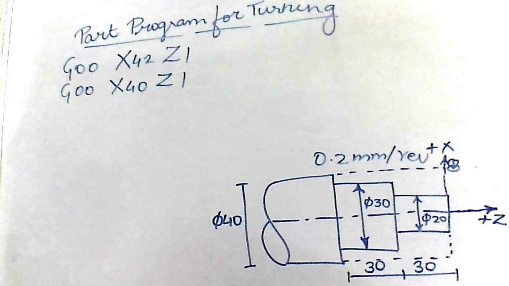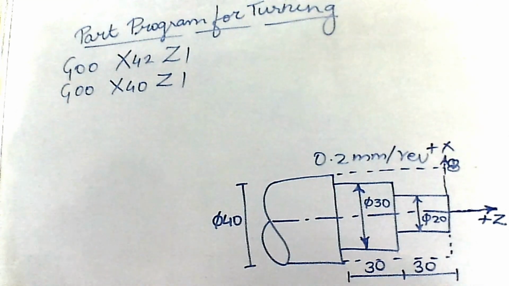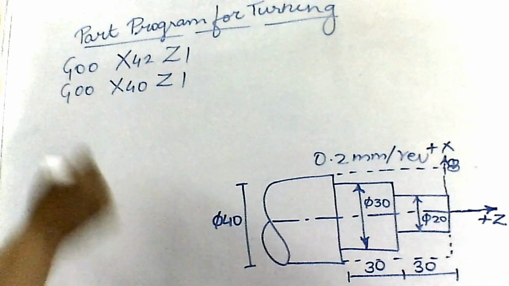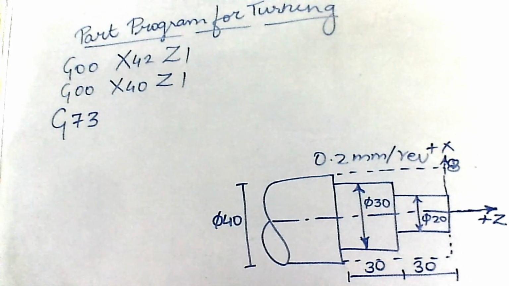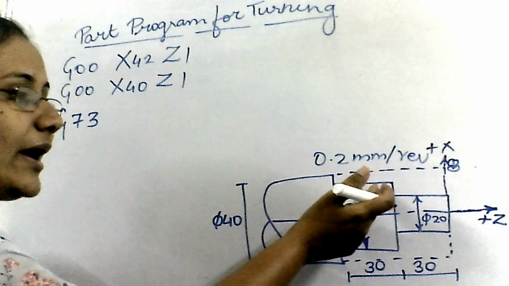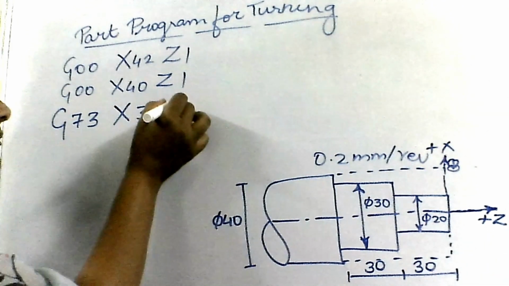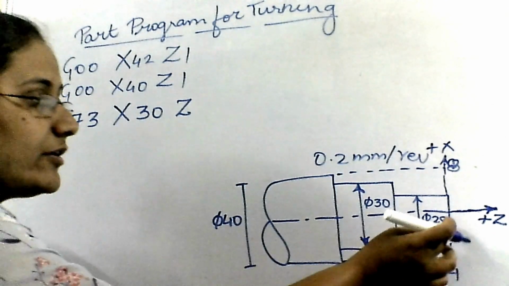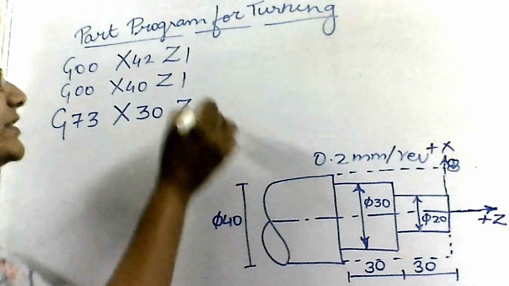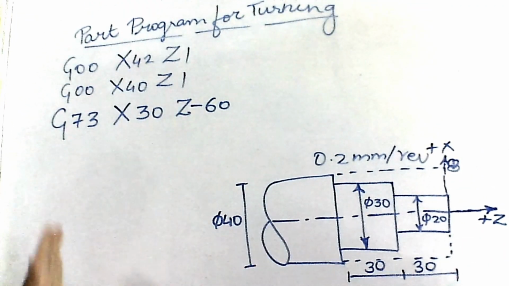Now I have to remove material. So when maximum material is to be removed, the code which is used for turning is G73, which I have already discussed in video 1. Along with that, what diameter do I have to reduce to? I have to reduce it to 30. So it would be X30. Z would be now till what length? Till 60. From here I am going to come till here. So it's Z minus 60. Why minus 60? Because I am moving to the left.